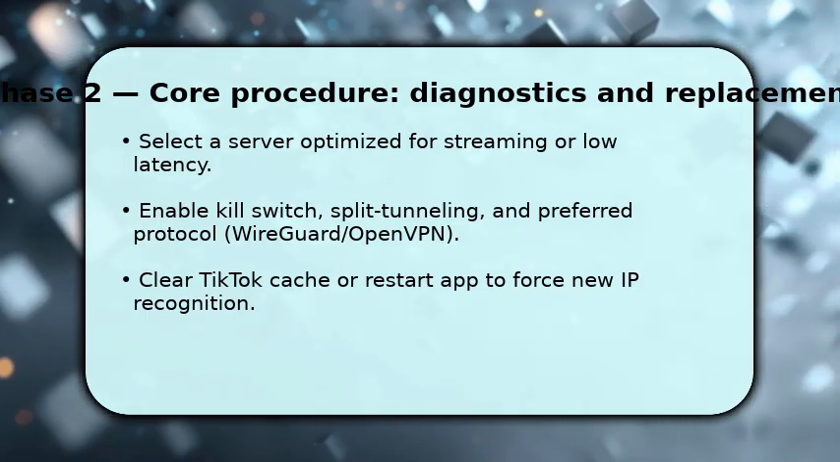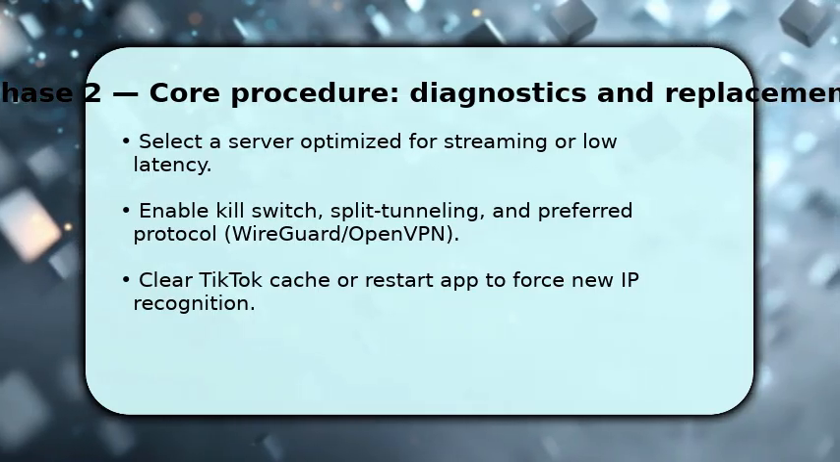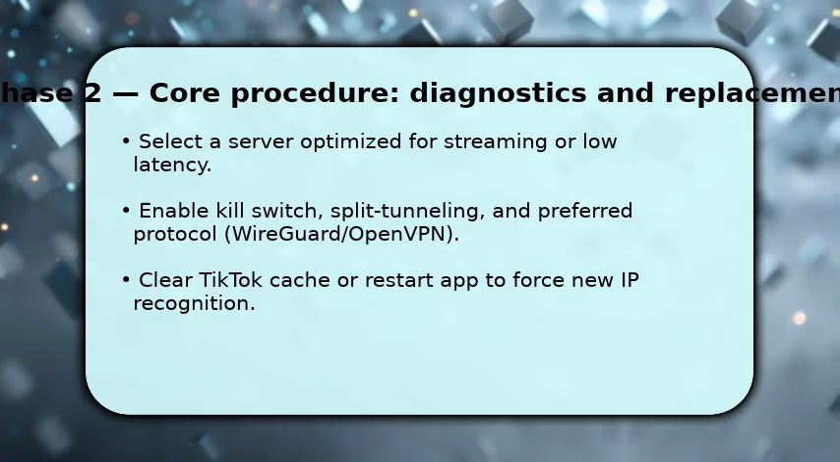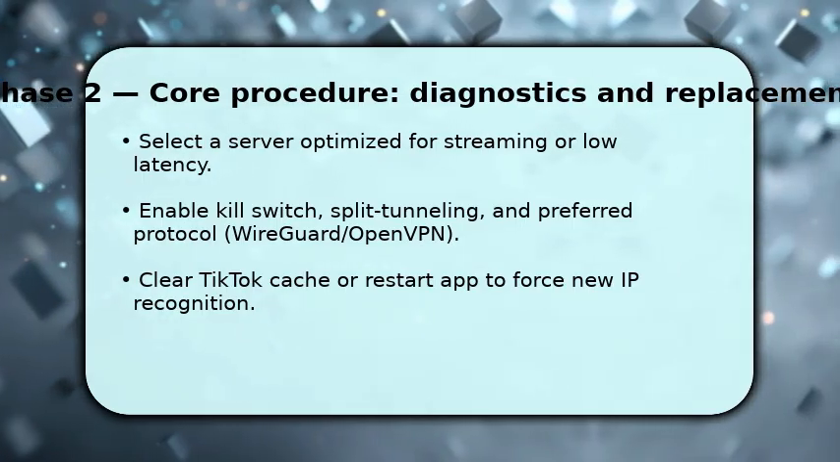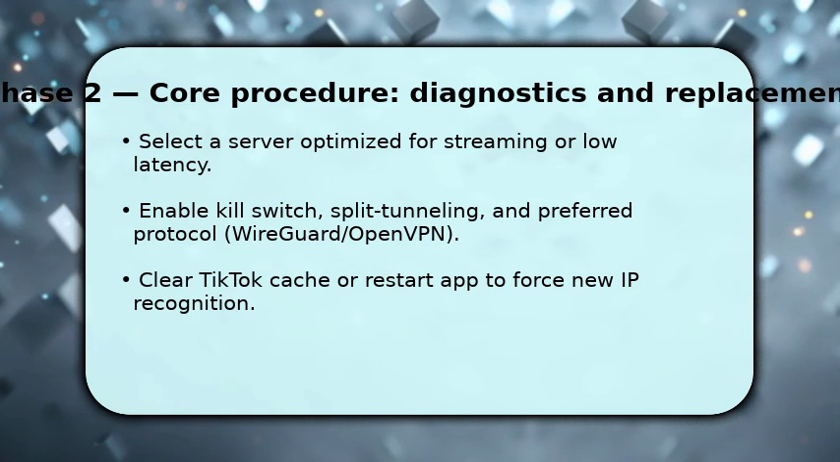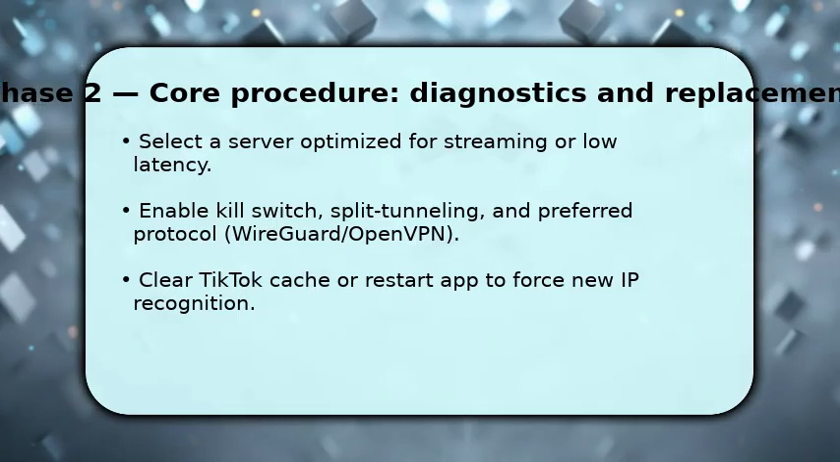Enable the kill switch so TikTok won't leak your real IP if the VPN drops, and use split tunneling only if you need other apps outside the VPN. Then clear TikTok's cache or restart the app to force it to register the new IP. These steps reduce buffering and prevent regional mismatches when TikTok checks location.